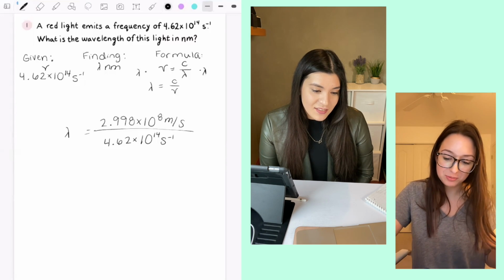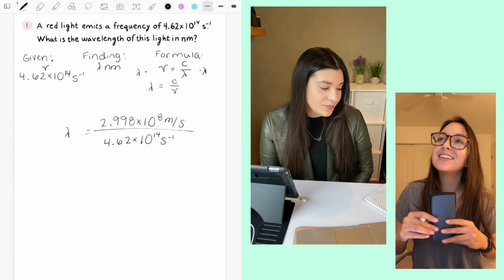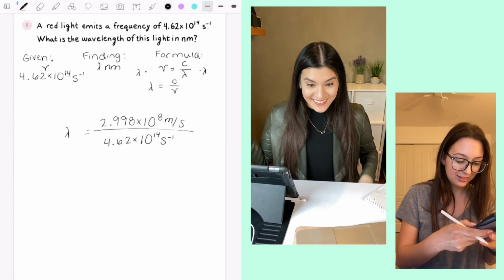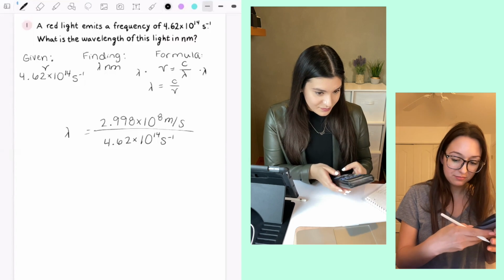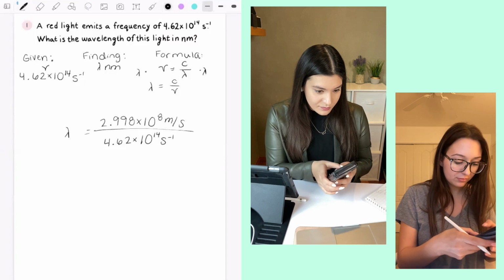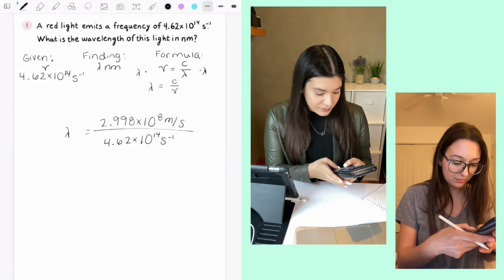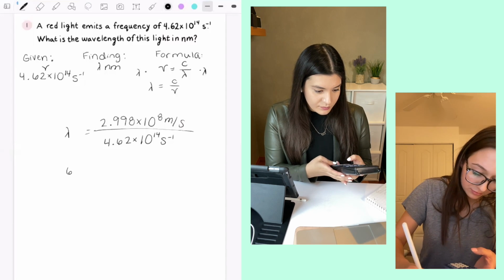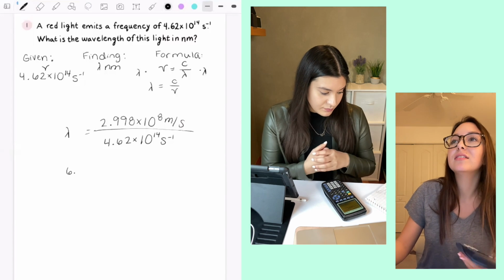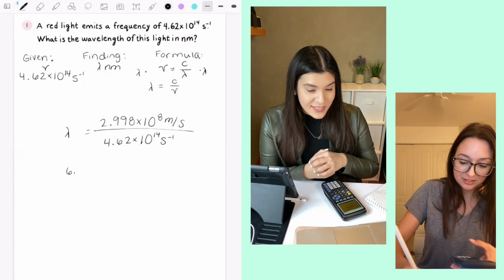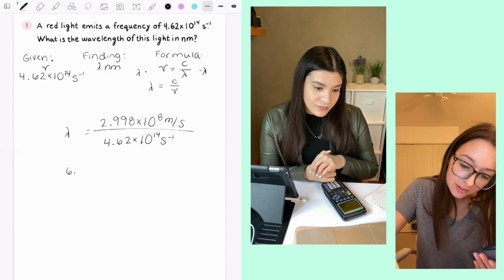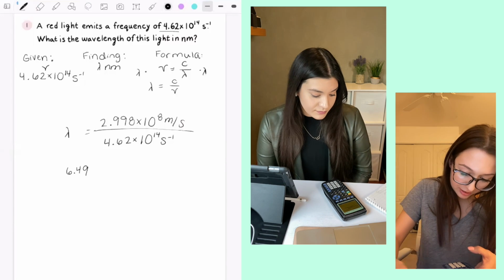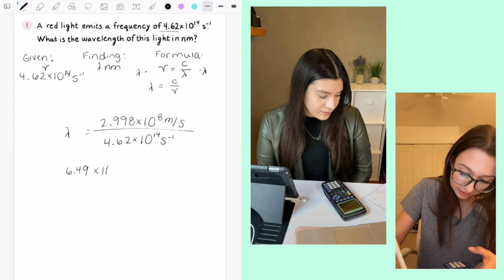All right, so now I just put it in my calculator. Mm-hmm. Oh, and then I'm gonna have to convert at the end. Yes. I see. Now you see it. Good. So would I round right here then? Yes. To how many sig figs? Oh, 3. Yes. So it's gonna be 6.49 times 10 to the negative 7.